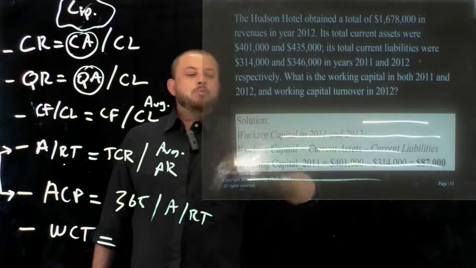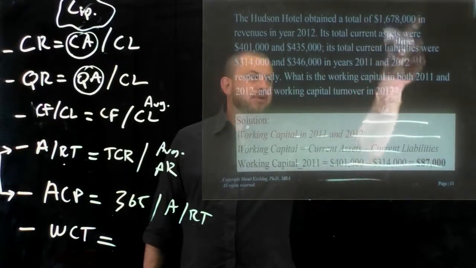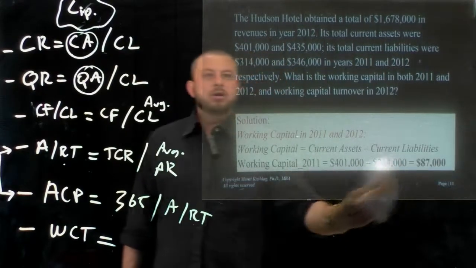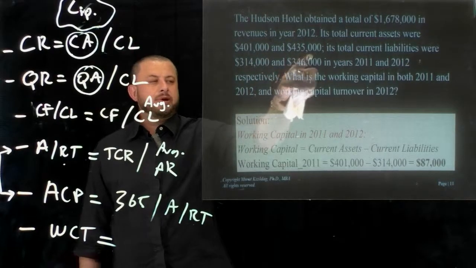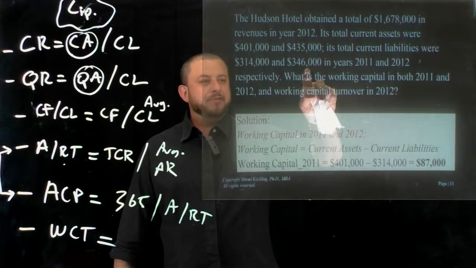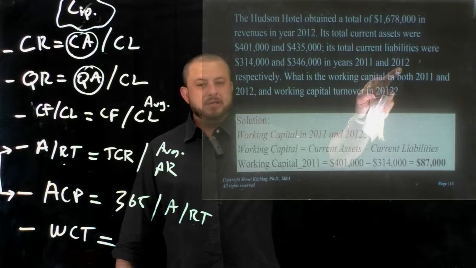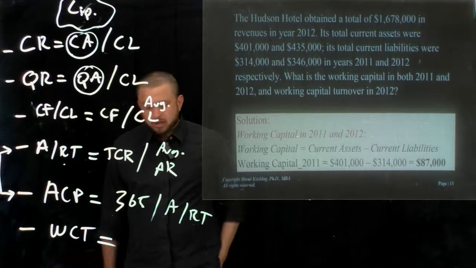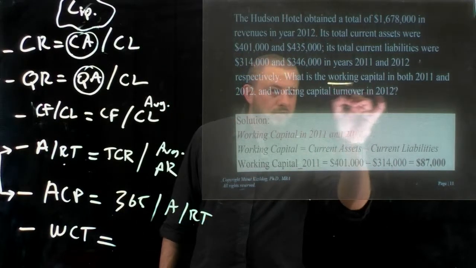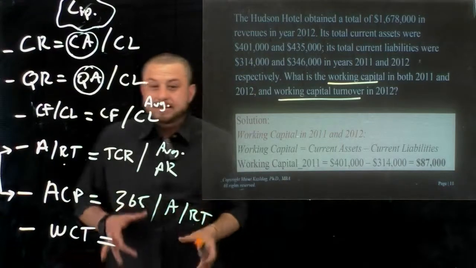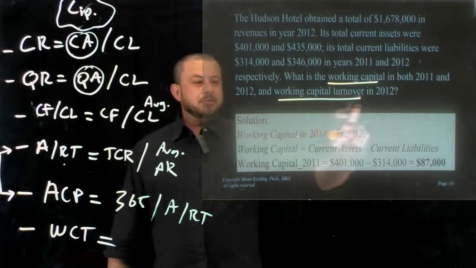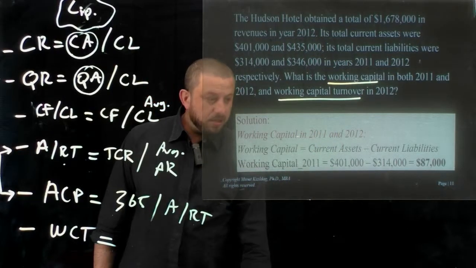The Hudson Hotel obtained a total of this amount right here in revenues in year 2012. Its current assets were $401,000 and $435,000, and its current total liabilities were $314K and $346K in years 11 and 12 respectively. What is the working capital in both 2011 and 2012, and what is the working capital turnover in 2012? Guys, working capital and working capital turnover are not the same thing. Working capital is the difference between current assets and current liabilities.